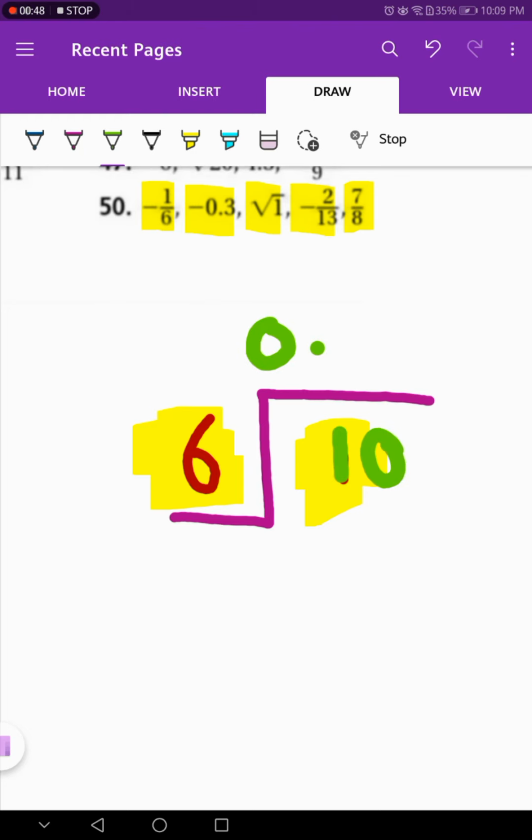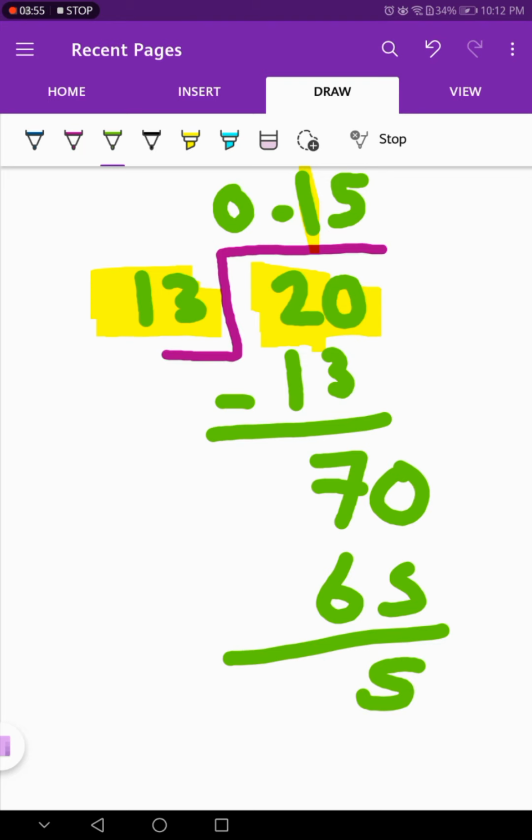5 multiplied by 13 equals 65. And 5 here. Okay, no need to continue, or if we need to continue, we will continue. So 2 over 13, or negative 2 over 13, equals negative 0.15. Okay, boys, this one here is for this one.